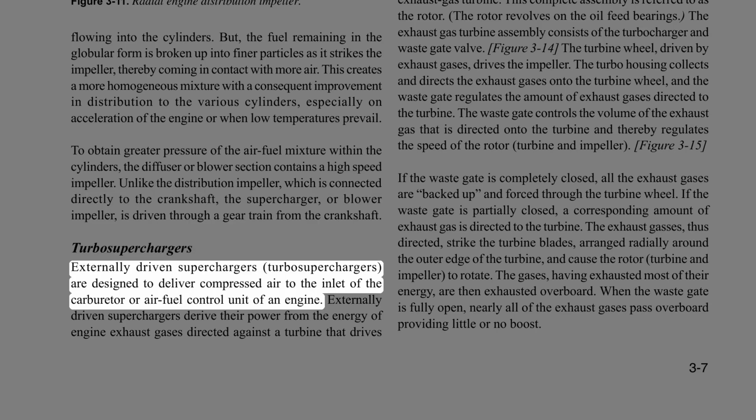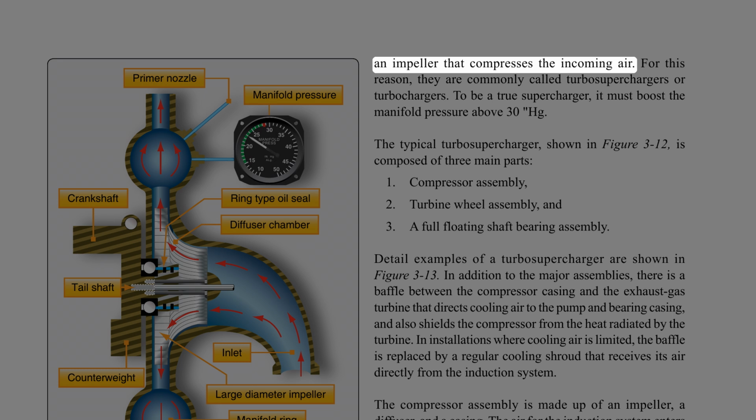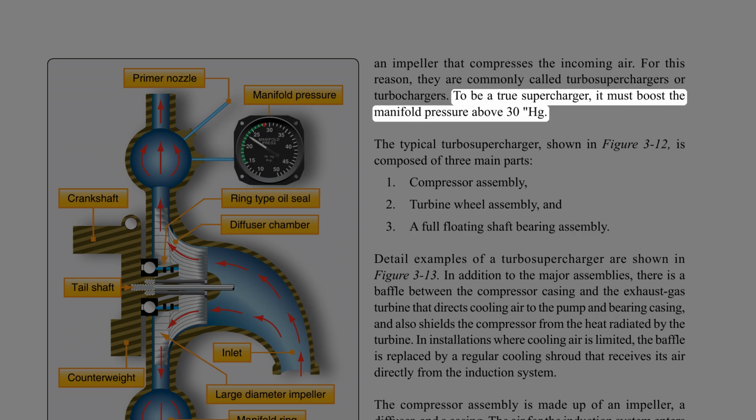Turbosuperchargers, externally driven superchargers, are designed to deliver compressed air to the inlet of the carburetor or air-fuel control unit of an engine. Externally driven superchargers derive their power from the energy of engine exhaust gases directed against a turbine that drives an impeller that compresses the incoming air. For this reason, they are commonly called turbosuperchargers or turbochargers. To be a true supercharger, it must boost the manifold pressure above 30 Hg.